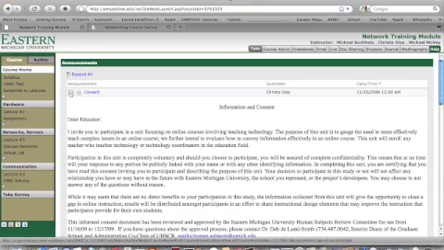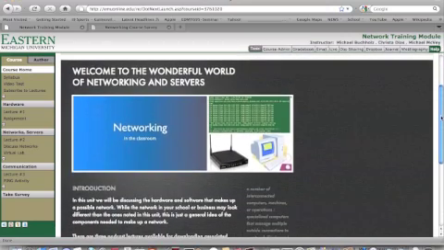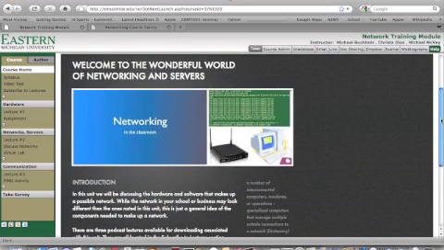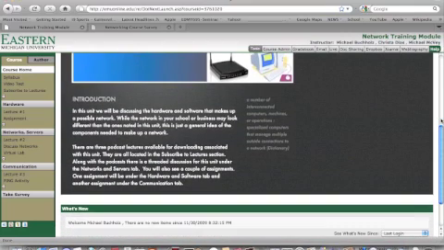So let's go ahead and close this down, to get this out of our way. After they get past the consent form, the first thing they're going to see is our home page. This is our splash page to explain the topic of what we're going to be covering. We're going to be focusing on networks in the classroom and in the classroom lab. We're going to be covering topics such as servers, the hardware that makes up a network, and also the way that networks work, the communication that goes on behind the scenes.